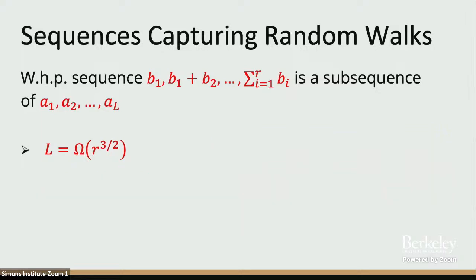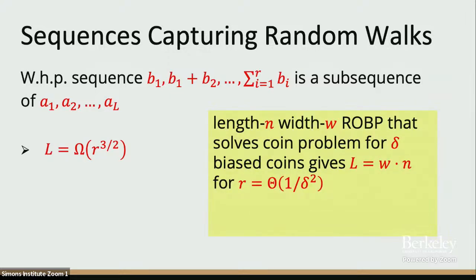Okay, great. So now the thing is that this is optimal. You cannot do better. L is omega of R^(3/2). Now, why is this useful to us? Because a length n, width W read-once branching program that solves the coin problem for delta-biased coins gives you something which has L = W times n and R random walks of 1/delta^2. Basically there is this square root R bias amplification. So if you use this theorem, then W times n should be greater than 1/delta^3. And if delta is less than 1/n^(1/3 - epsilon), then this tells you that the width should be polynomial in n. So it should be greater than n^epsilon.